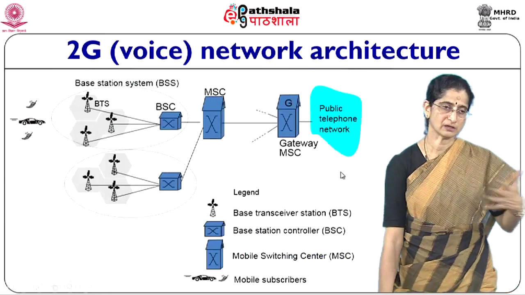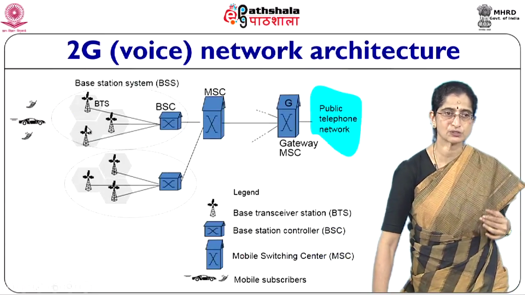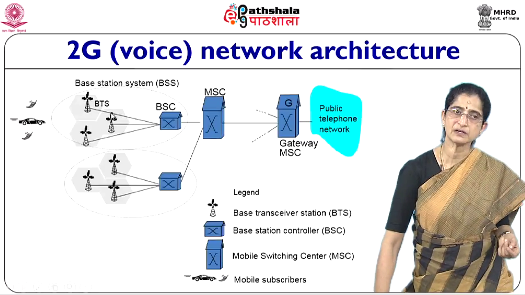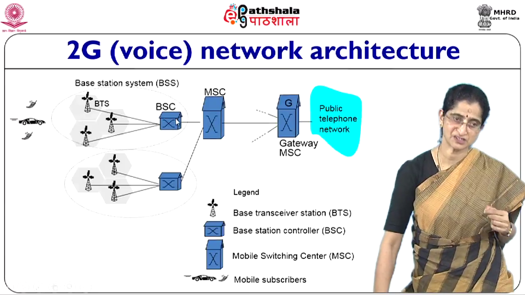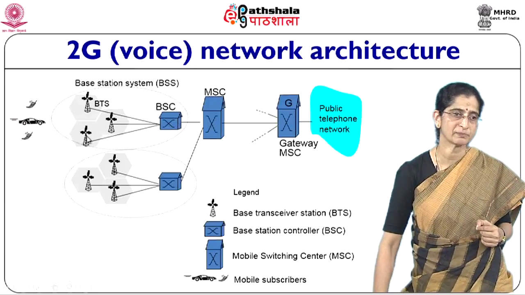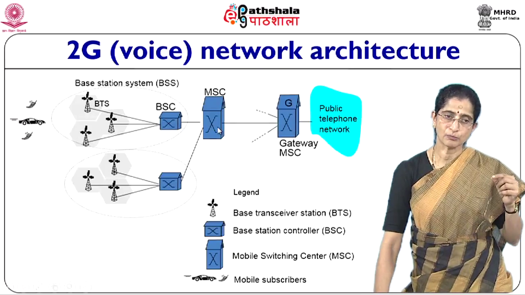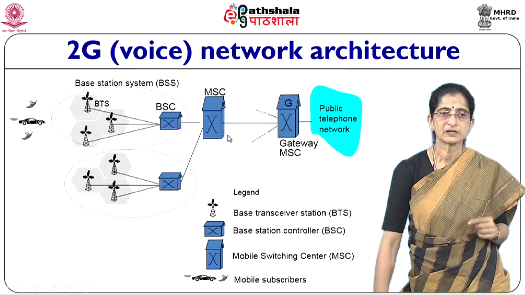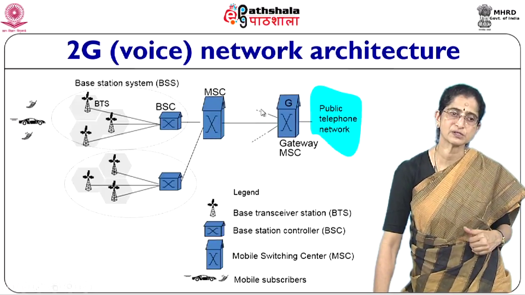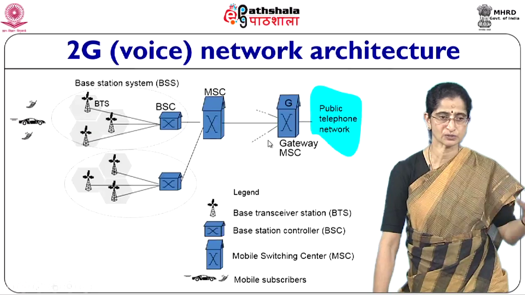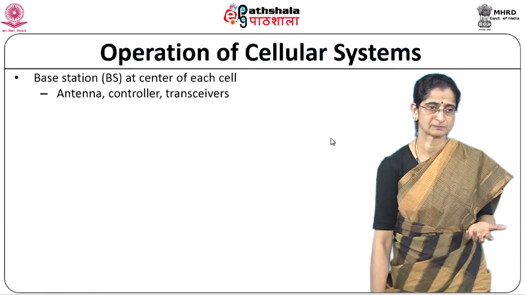So now coming to the 2G network architecture that we have. As we said earlier, we will have multiple base stations, and these base stations are connected to what is called a base station controller. So you will have one BSC controlling many base stations, and these base station controllers in turn are connected to a mobile switching center, the MSC. Now the MSC is normally connected to the public telephone network by means of what is called a gateway MSC. So this is the overall structure that we normally have for transmitting voice.